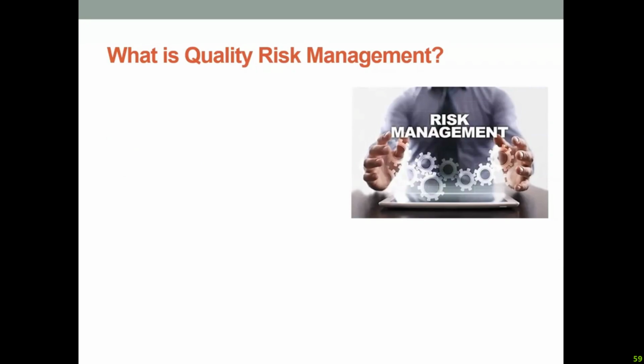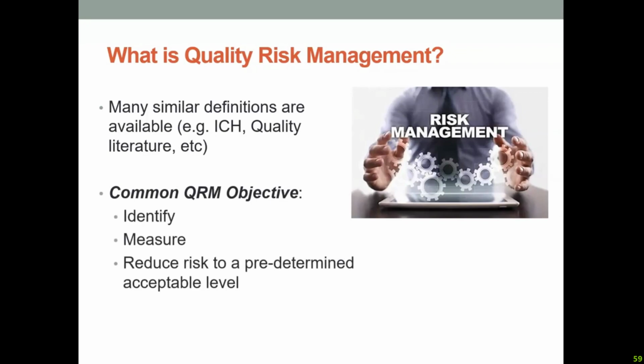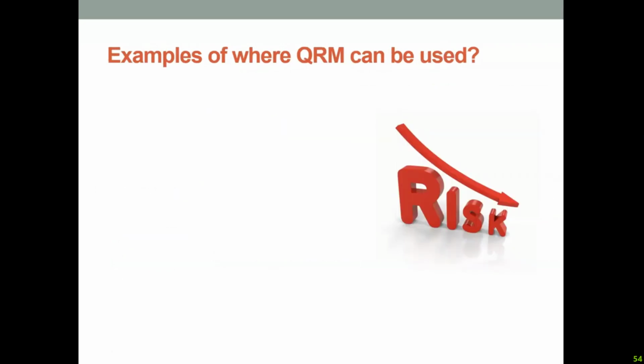So what is quality risk management? There are lots of definitions for what quality risk management is. You'll see some in the ICHs and in quality literature in different places. But the common objective behind a QRM is to identify, to measure, and to reduce risk to a predetermined acceptable level. So we're going to say our cutoff for the level of risk we're prepared to take is X, Y, or Z, and beyond that, we won't continue with this process, or we'll make mitigation factors, or we'll invest money to reprocess it, whatever we decide to do. But our predetermined level of risk is set up front before we start.